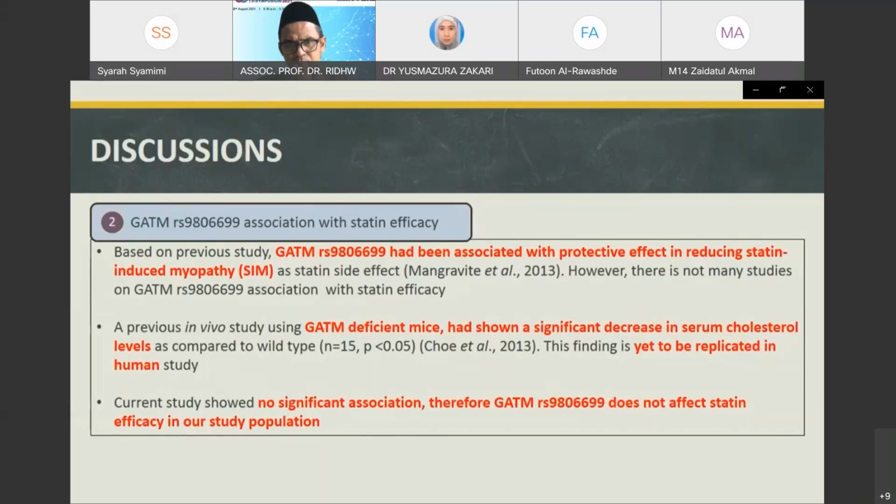There is a previous in vivo study using GATM deficient mice that has shown a significant decrease in serum cholesterol levels compared to the wild type, but this finding is yet to be replicated in human studies. Our current study has shown that GATM RS9806699 was not significantly associated with any lipid parameters, therefore it doesn't affect the statin efficacy in our study population.